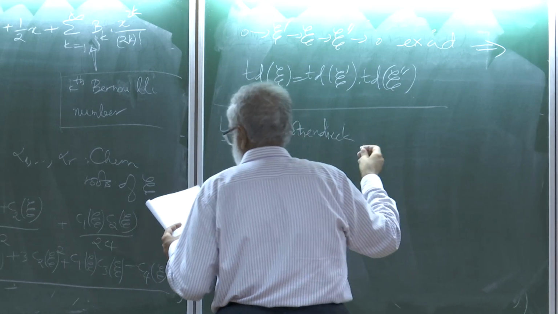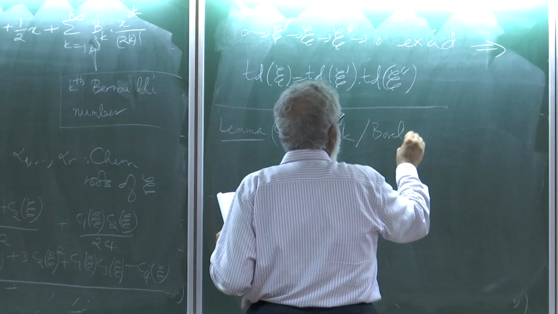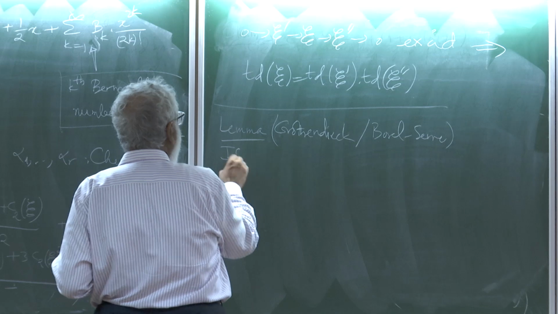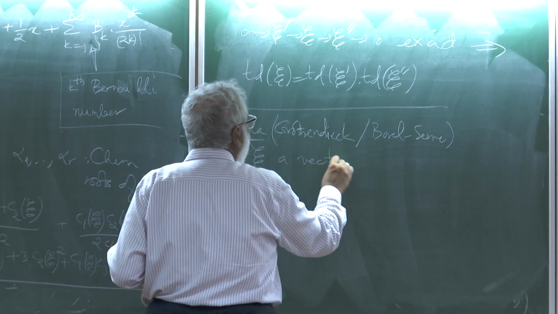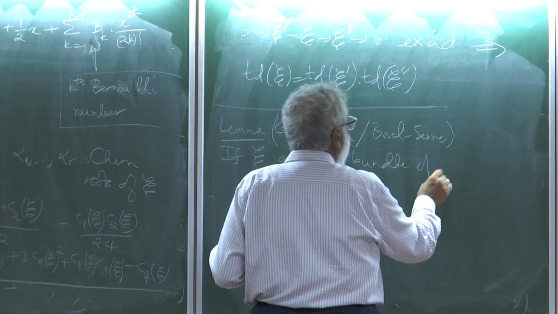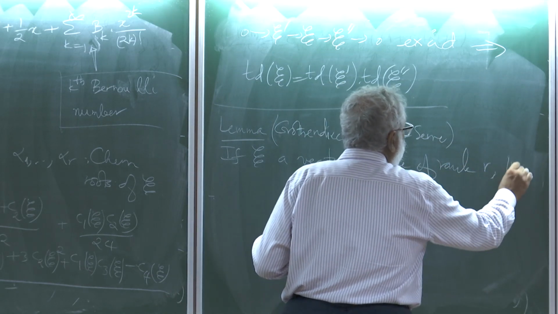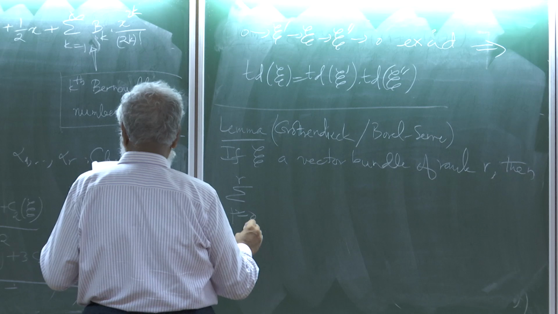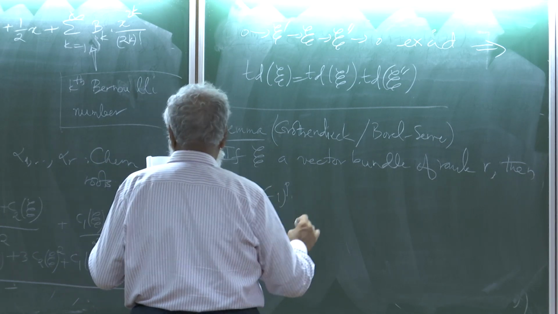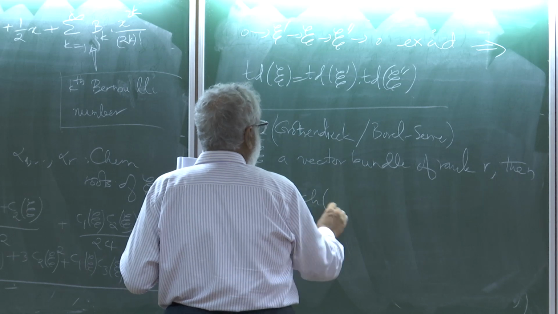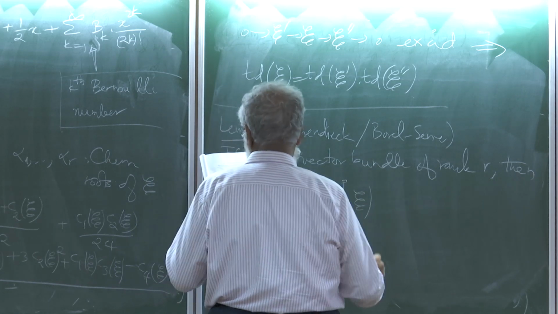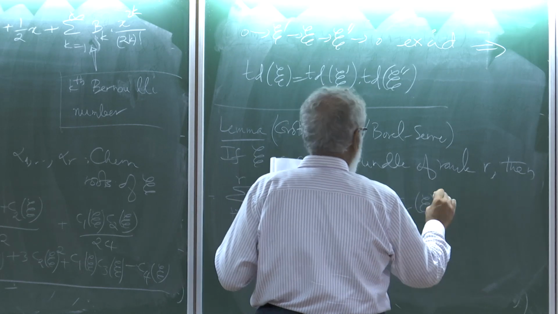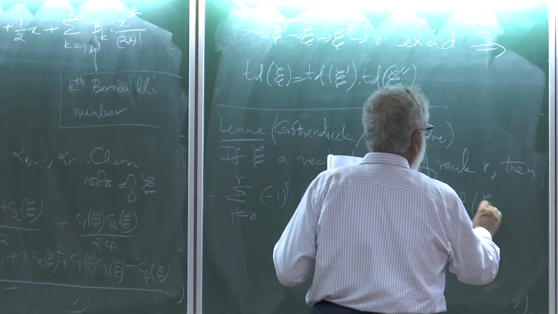The lemma is of course due to Grothendieck in principle, but the proof was written down in this paper of Borel and Serre. So if E is a vector bundle of rank R, then the sum over p equals 0 to R minus 1 of (-1)^p times the Chern character of the pth exterior power of E dual is equal to the top Chern class of E multiplied by the Todd class of E dual.